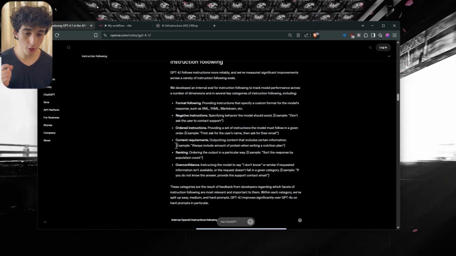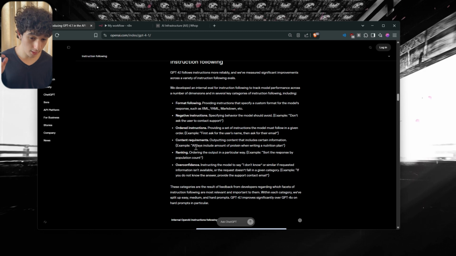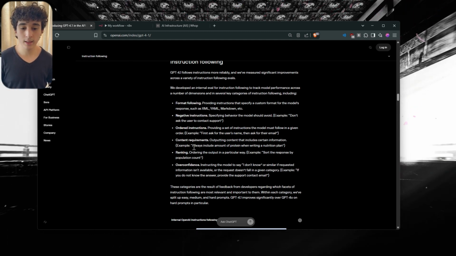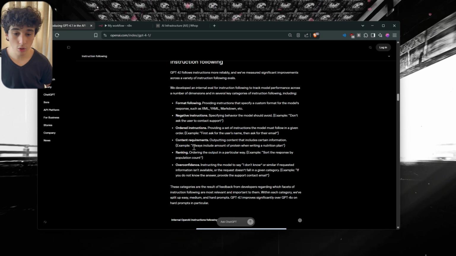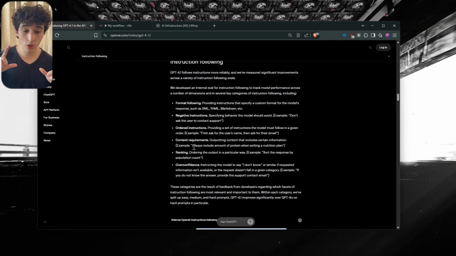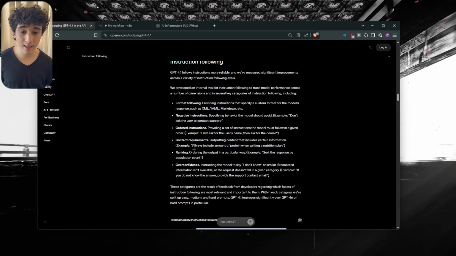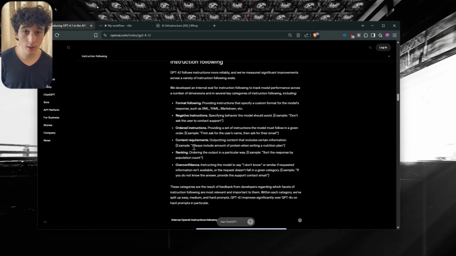Now we have content requirements. As they say here, outputting content that includes certain information. So in the example they gave you, always include the amount of protein when writing a nutrition plan. In this one, they mean, let's say you're building some sort of agent, and you try to make it clear to it that you want it to include certain information with every single output. Now it's going to be better at doing that. So for example, use specific phrases, call this person by that name, things like that. Things that you've set in place for the agent or the LLM to constantly repeat and include in each output.